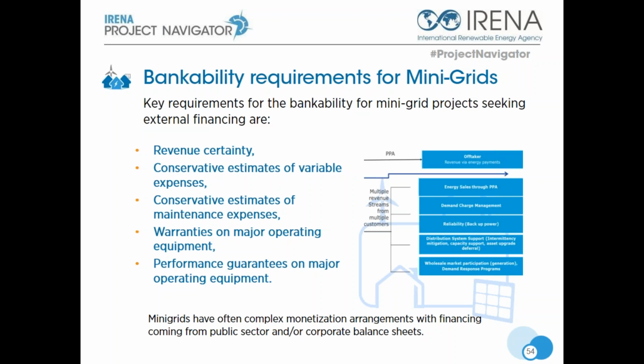Other items are warranties on the operating equipment, but also on the performance of the entire system. And another item is to have an independent verification or due diligence of the project. So the lender can see a report of an independent party that shows that these assumptions are correct and that all relevant risks are identified.